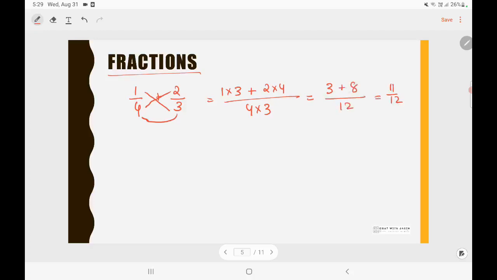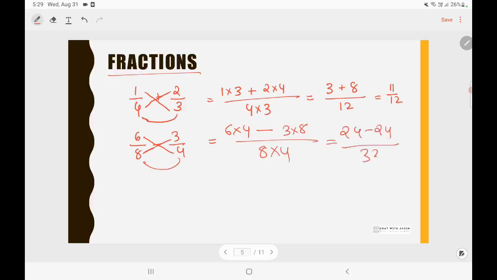So this is how you need to do the additions on fractions. Now for subtraction, you have to do similarly. Like if you have two numbers, 6 by 8 minus 3 by 4, you need to first cross multiply 6 and 4, that is 6 into 4. Then you need to minus and you need to do this one, that is 3 into 8, divided by 8 into 4. So here 24 minus 24 divided by 32, which will become 0.